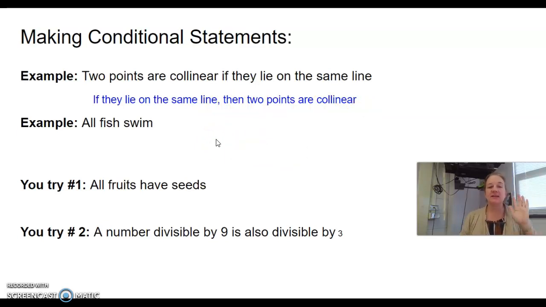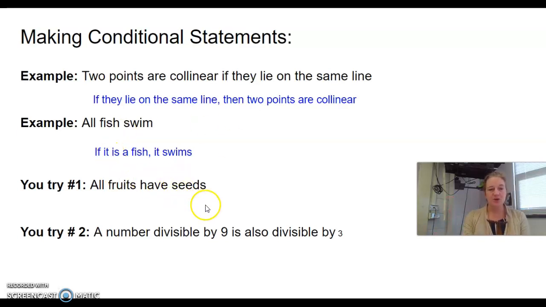Okay, they gave me an if, so I had a place to start. Now here's a sentence with no place to start: all fish swim. What? How would I do that? All fish swim. Okay, if I am a fish, then I swim. So if it is a fish, it swims. I've taken my statement and turned it into a conditional with an if and a then.